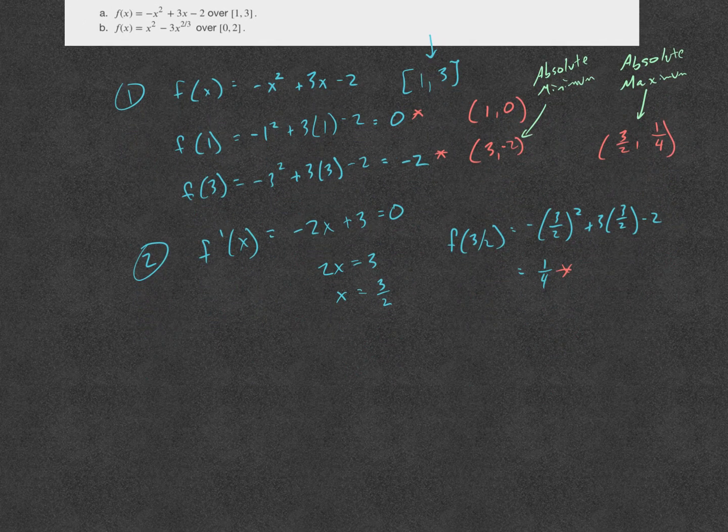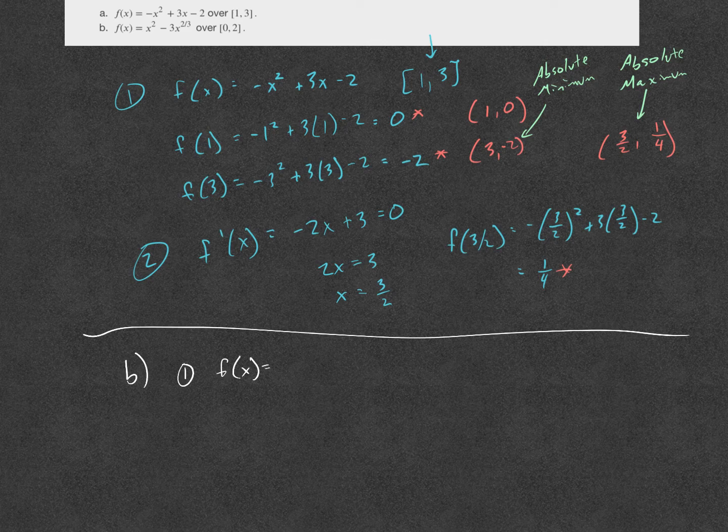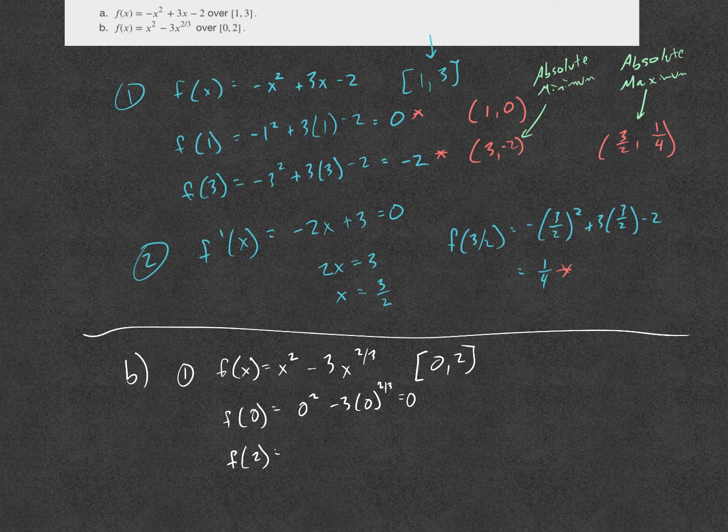In part b, my function is, let's go with white to separate. Part b, my function is f of x equals x squared minus 3x to the 2/3 power. So same first step. I want to evaluate it at the endpoints of my interval, which are 0 and 2. So 0 squared minus 3 times 0 to the 2/3 power, that is 0. And then 2 squared minus 3 times 2 to the 2/3 power.